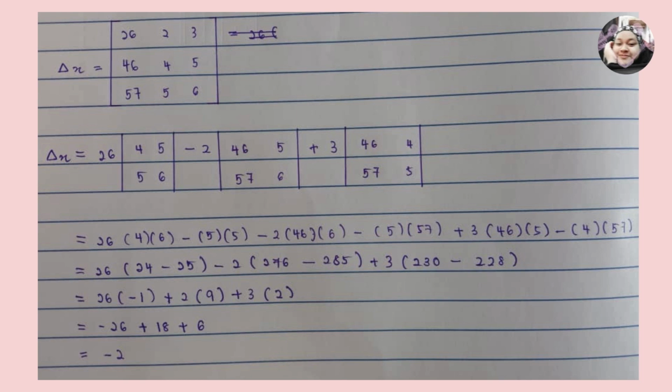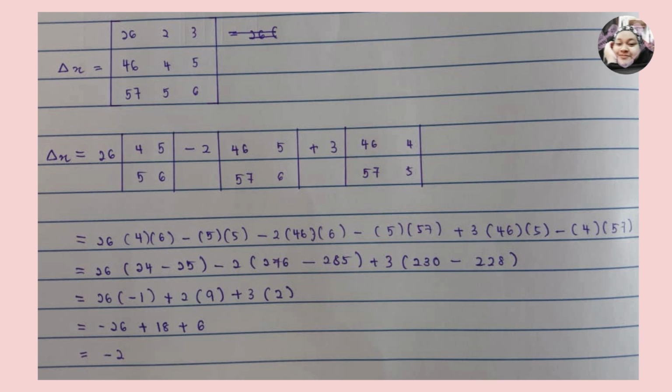Look at the second step. The third step is 26. We need to multiply using the formula AD minus BC, the same as the previous slide: A multiplied by D minus B multiplied by C.